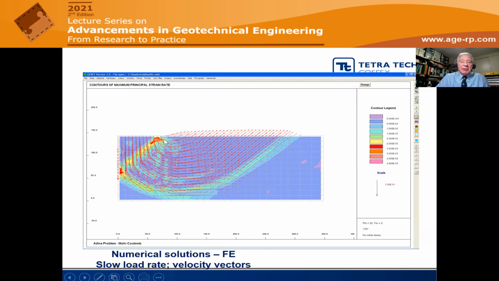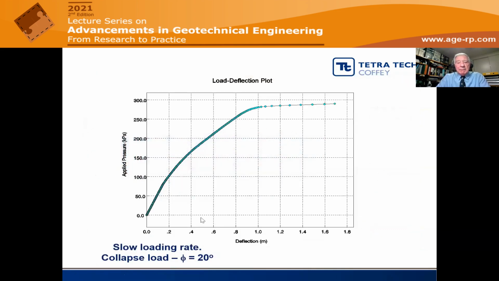You'll see we have the well-established sort of cone under the footing. This is, of course, the axis of symmetry on the left-hand side. So you have a cone that goes down, and then you have a sort of, not quite a slip circle, but something similar to a slip circle going up. And so that's the mechanism of behavior.